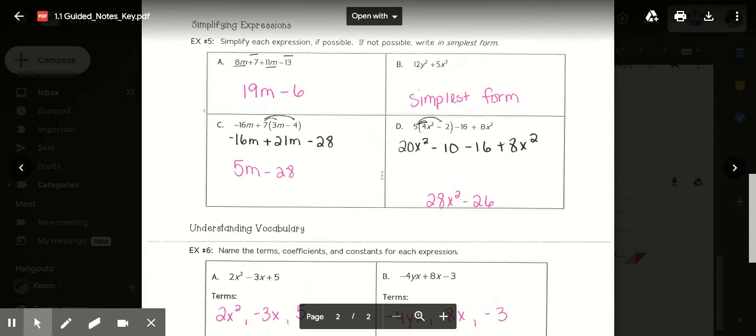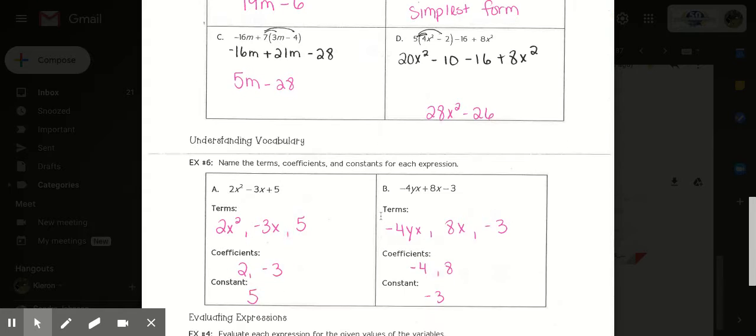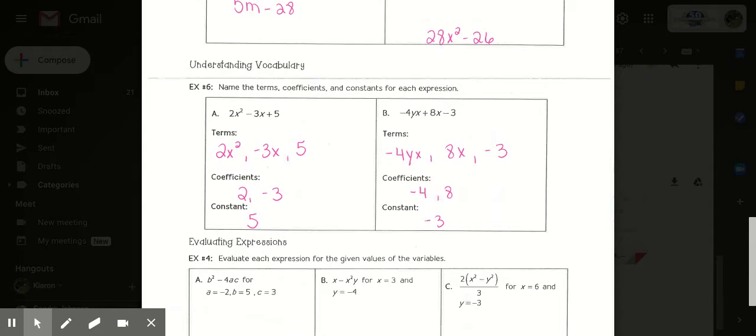C and D are a little bit more challenging because they have the distributive property in them. So what we have to do here is take care of the parentheses and get that out of here. So we'll multiply everything inside by 7, and then we'll combine the like terms, which here are the M terms, and then just bring the minus 28 down. Same thing with D. We go ahead and distribute the 5 through to both terms, and then we simplify from there.